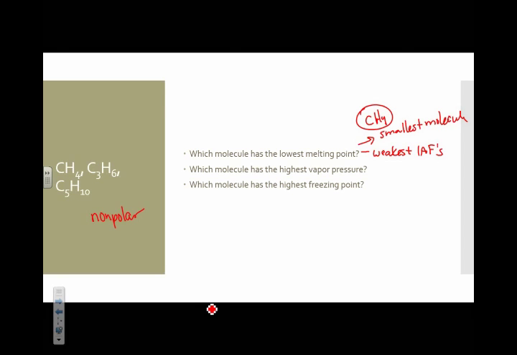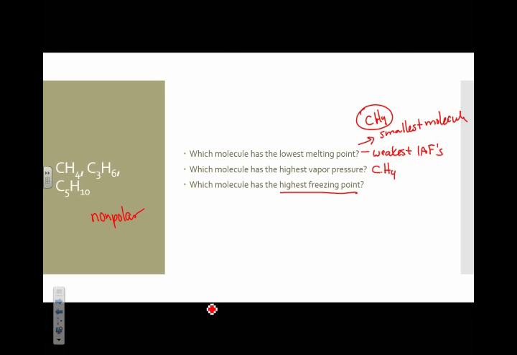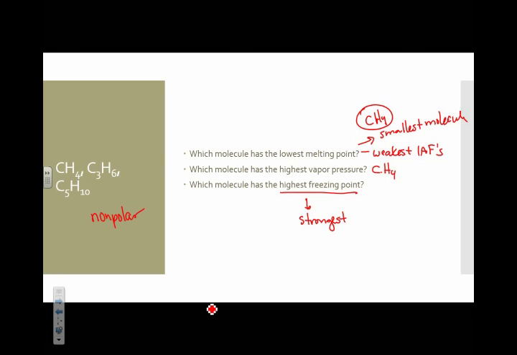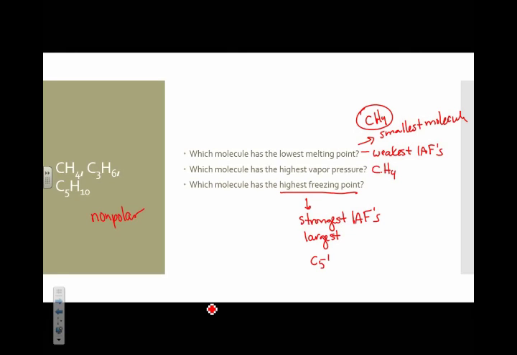Who has the highest vapor pressure will also be the smallest molecule with the weakest intermolecular attractive forces. So that's also CH4. And the highest freezing point, now we're looking at molecules that are really strongly attracted to each other. So in this case, we're looking for the strongest intermolecular attractive forces. And so we're looking for the largest molecule of these three because they're all nonpolar. And so that would be C5H10.